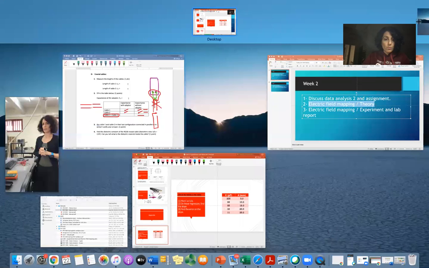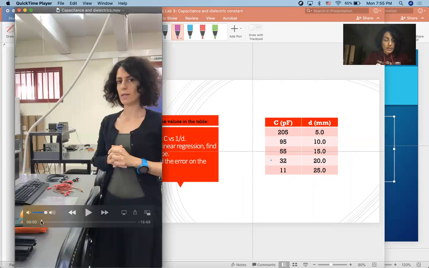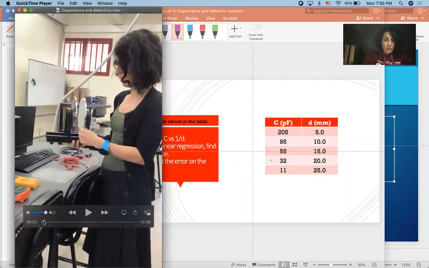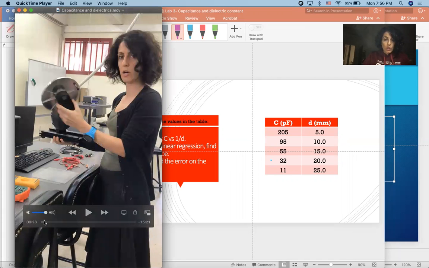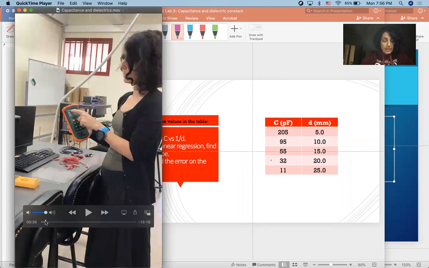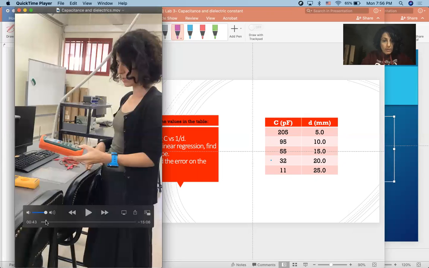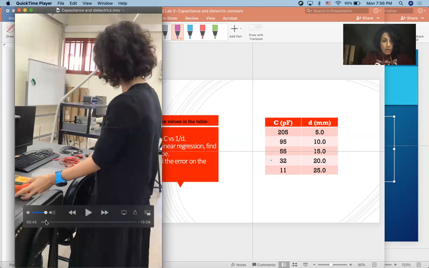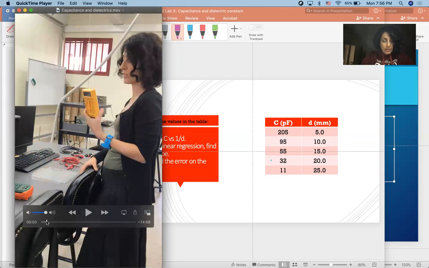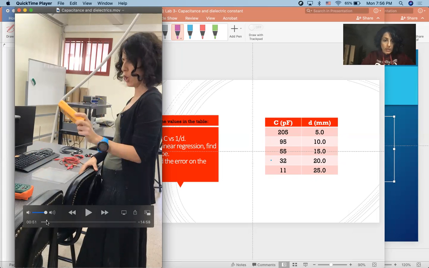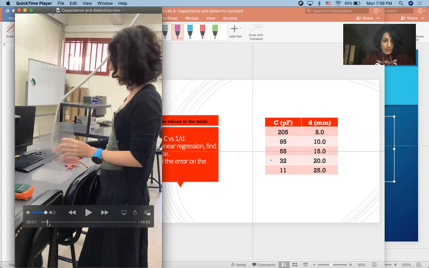Now, if I need to move to the experiment, in the first part, I'm showing you the equipment. This is the capacitor, parallel plates, separated by a distance D. This is the LCR meter. Let me move slower. You can see this is a DMM, digital multimeter, that will not measure the capacitance, and I don't need it. I think it was on the bench by mistake.